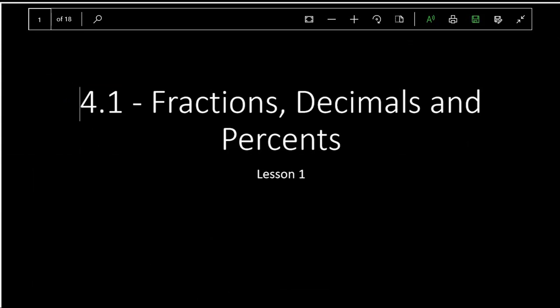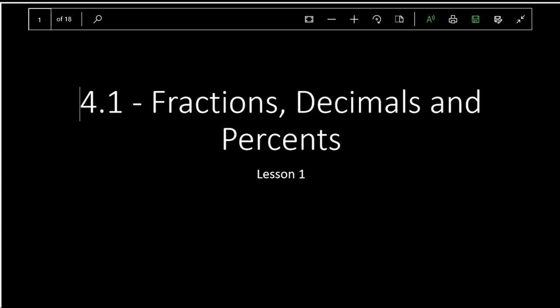So just like any other class, you're going to follow along with the slides as I move through them. You're going to follow along with the examples. I do want you to write them down in your notes. You're going to have some time to do your own examples or your own practice problems. And then I'm going to get you to go onto a website where you're going to just scroll through and get some more information about percents.